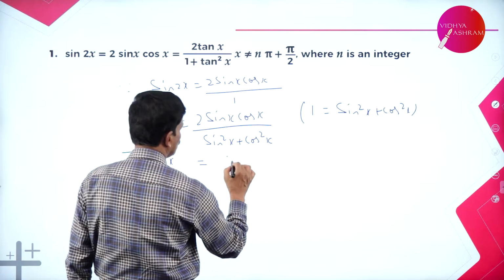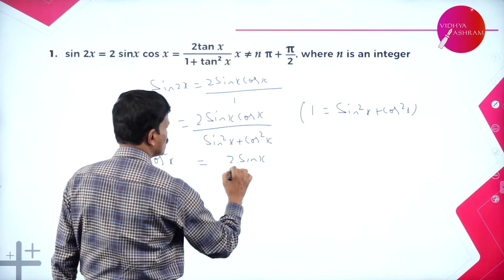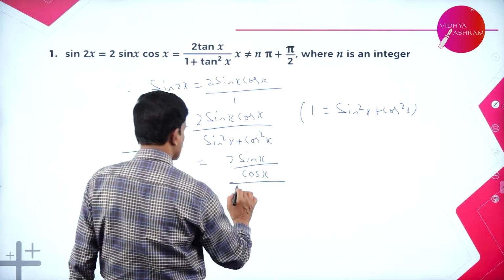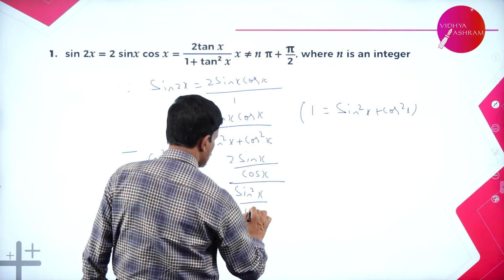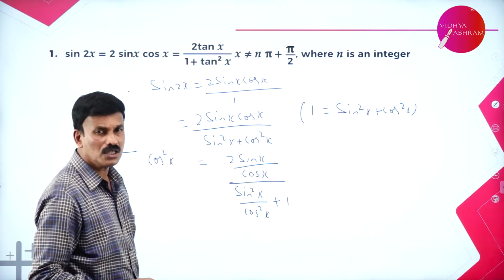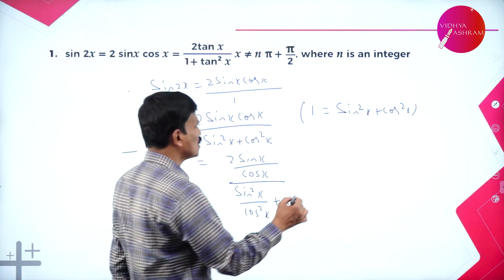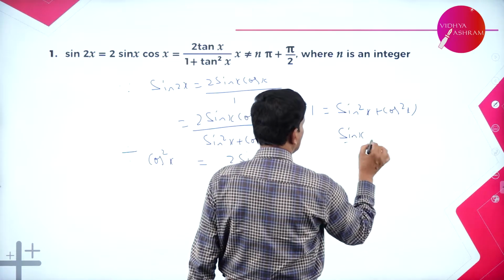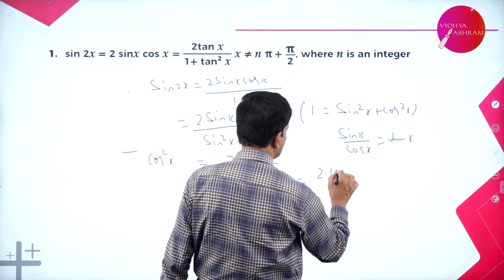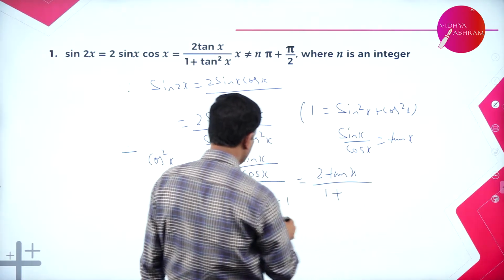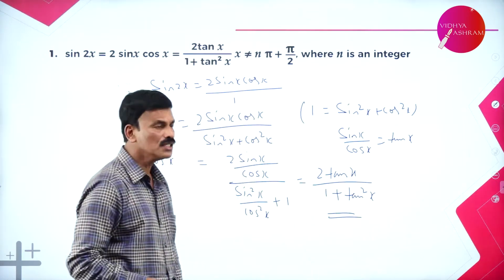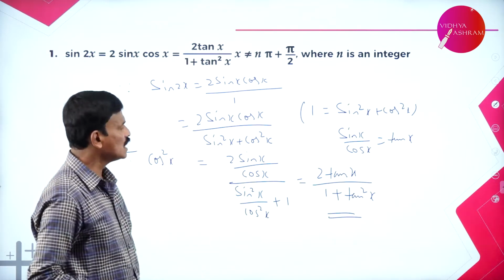If you divide term by term, in 2 sin x cos x, one cos cancels, leaving one cos x in the denominator, whole divided by sin square x divided by cos square x plus cos square x divided by cos square x, which cancels and is equal to 1. Now you know the quotient relation: sin by cos is equal to tan. sin x divided by cos x is equal to tan x. So this can be written as 2 tan x divided by 1 plus sin square by cos square, which is tan square x. That is the required answer. So 2 tan x divided by 1 plus tan square x.